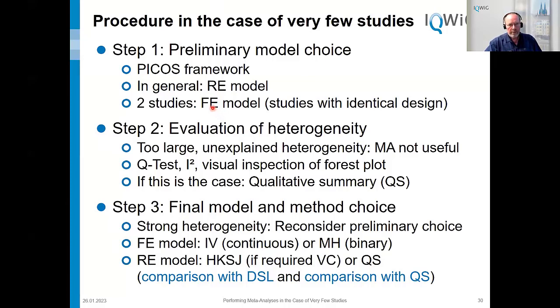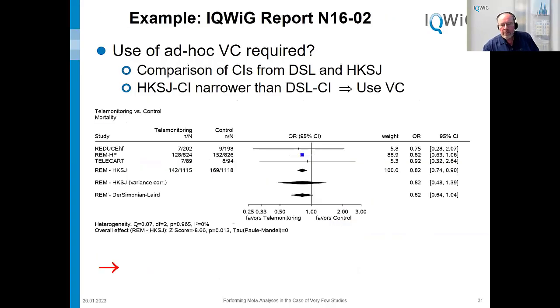should not be used, because heterogeneity has to be expected. And Hartung-Knapp-Sidik-Jonkman is not useful because the confidence interval is not informative. Then we will end up with a qualitative summary. This is an overview of the whole procedure. Probably there are questions regarding this, but let's go through the next examples. I hope that it gets clearer when we go through these examples.